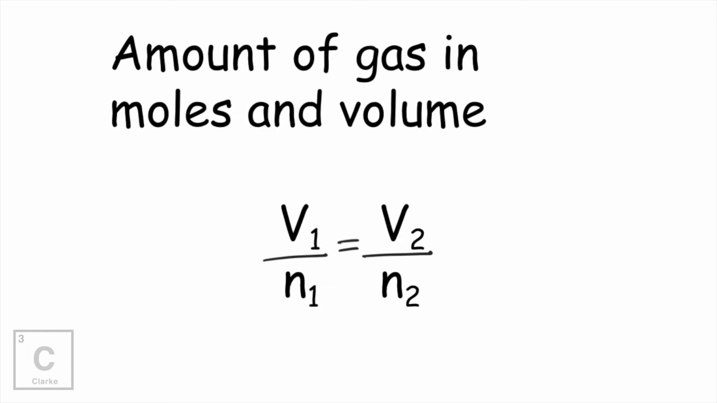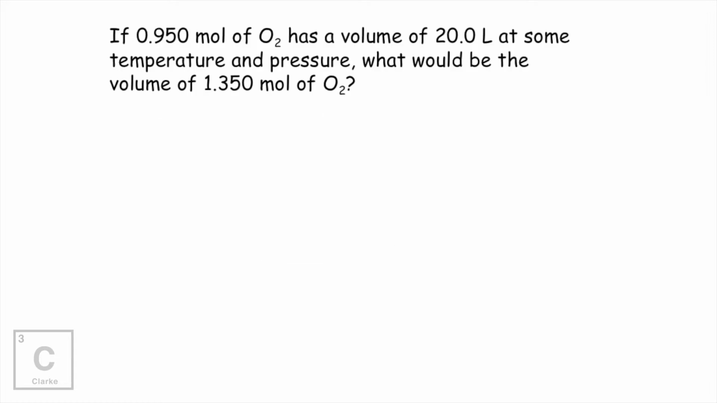So we have this formula, volume 1 over N1, lowercase n, that's the number of moles, equals volume 2 divided by the number of moles, N2. Let's look at a couple of math problems. If 0.950 moles of oxygen gas has a volume of 20 liters at some temperature and pressure, what would be the volume of 1.350 moles of oxygen gas?